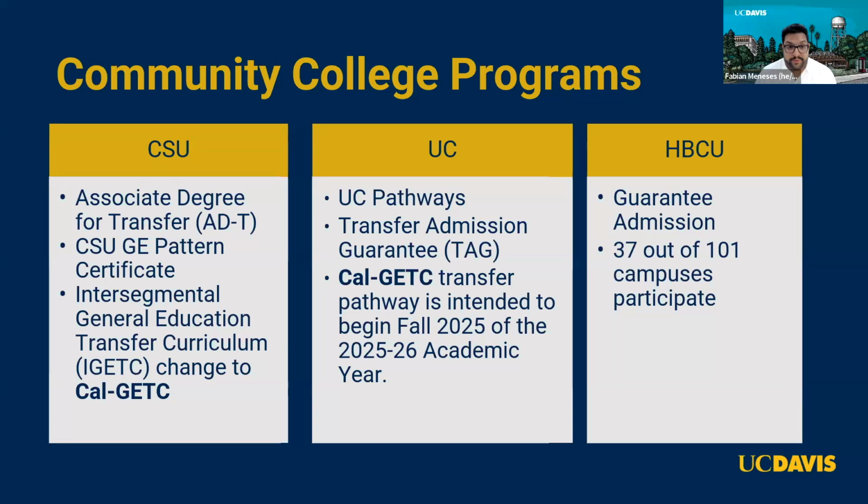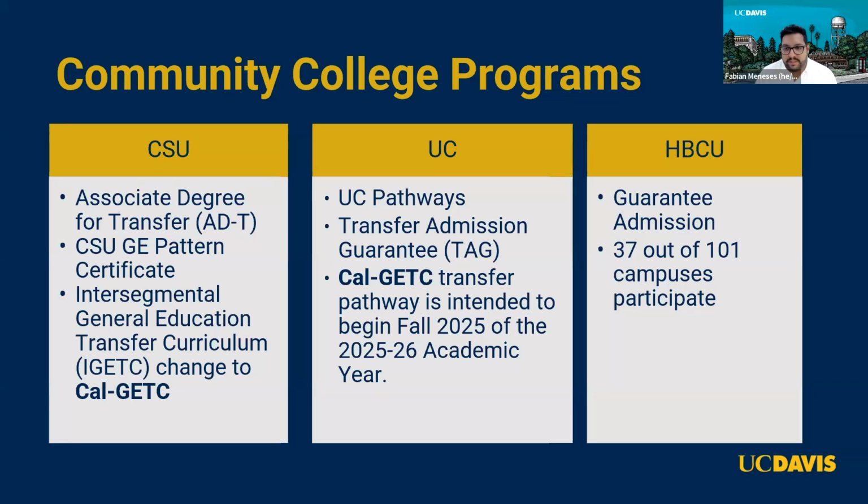So, for example, if you're interested in the CSU campuses, you can take advantage of the educational pathways like the Associate's Degree for Transfer, so the ADTs, and the CSU General Education Pattern Certificate. For students who are interested in both, let's say the CSU and the UC campuses, you might want to consider following IGETC, or what it will soon be called CalGETC.